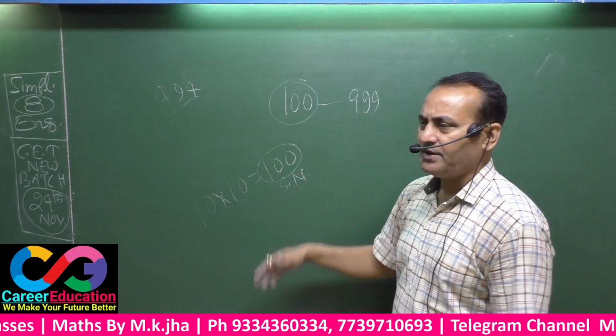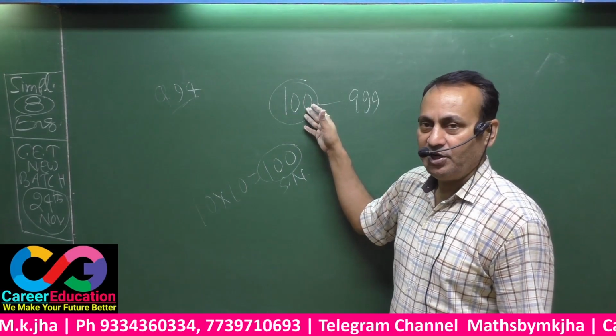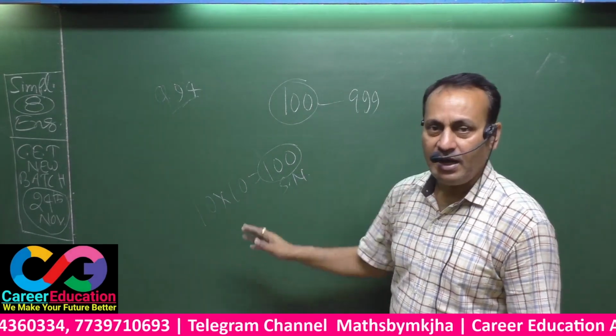That means as 100 is the least number of 3 digits, and this is a perfect square number as well, that means this is the answer. Note down.